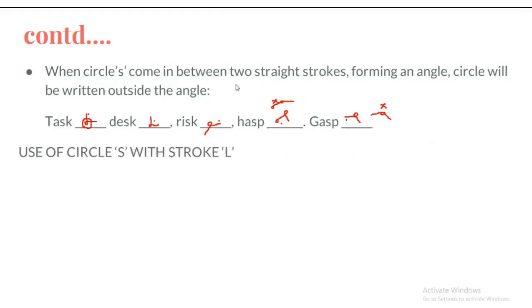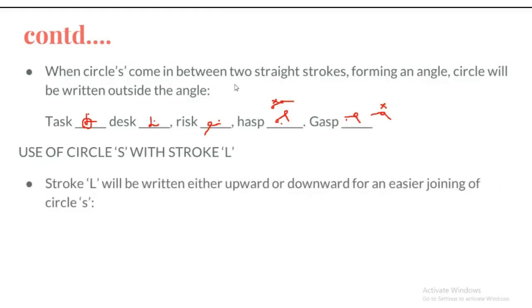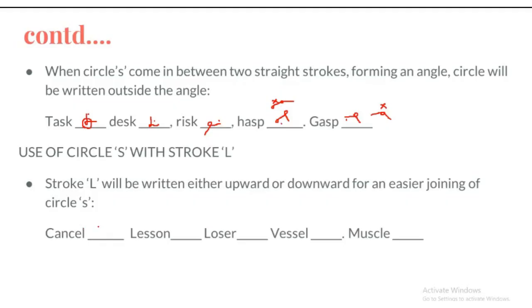Use of circle S with stroke L. Stroke L will be written either upward or downward for an easier joining of circle S. अभी तक हम क्या पढ़ रहे थे? L stroke is written upward. Now in case of making an easier joining with circle S, we can write down the L stroke downward as well as upward. We will take the example. For example, cancel. In case of cancel, it will be written above the line K, N, S circle and L downward.